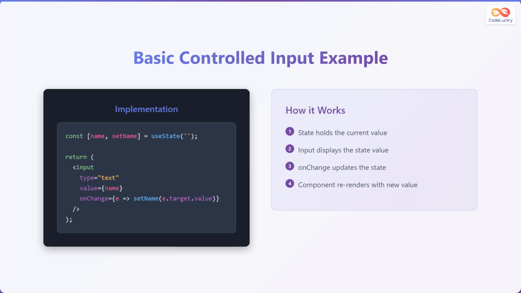Now let's understand how it works. First, the state holds the current value of the input. Second, the input displays the value that is stored in the state. Third, the onChange event triggers the setName function, which updates the state with the new value. Fourth, the component re-renders with the new value, ensuring that the input always reflects the current state.